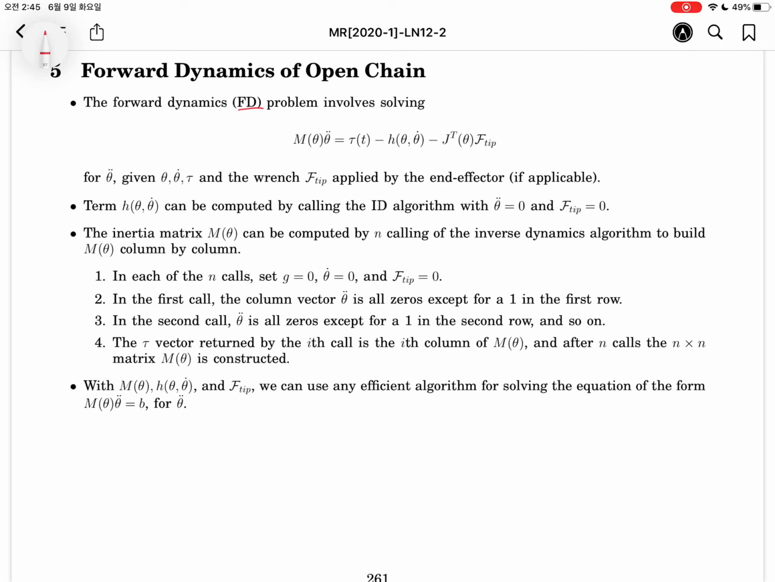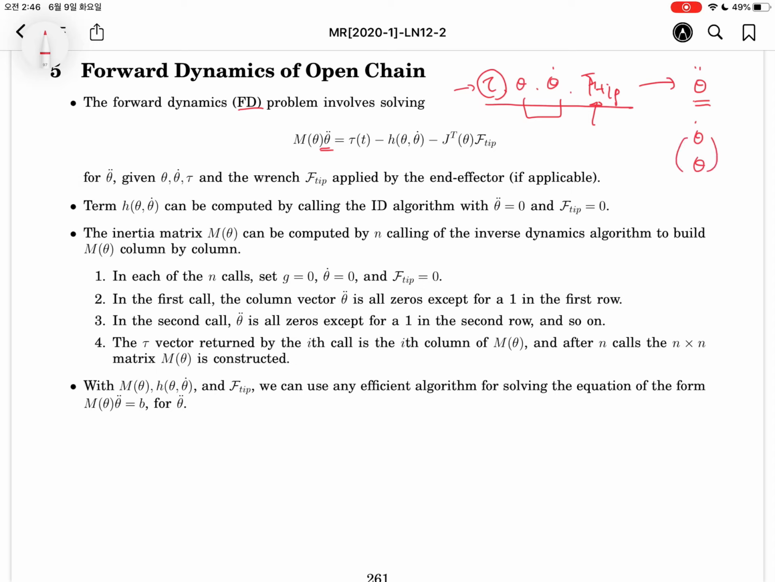Okay, forward dynamics problem is about, for given tau and theta, theta dot, and tip force, we will determine the theta 2 dot at the next time. So tau is given by the controller and the current states, and the environment provides the F tip. From this information, we can determine the theta 2 dot from here, this one. And then we will apply the integration method to obtain the theta dot and the theta.